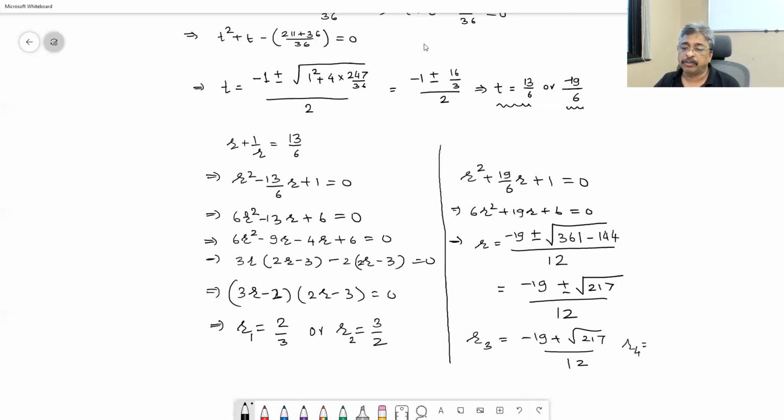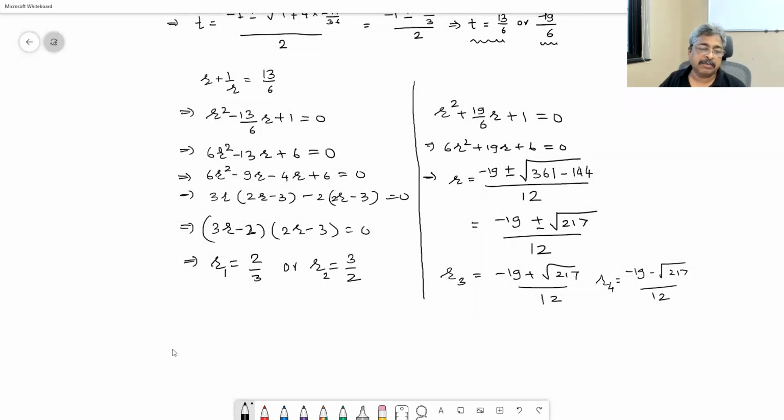R4 is equal to minus 19 minus radical 17 upon 12. Correct? Now, here you observe that they are reciprocals of each other. And therefore, practically this common ratio is giving you the same set of numbers, but once you write them in increasing order and second time you write them in decreasing order. Therefore, there are two different geometric progressions.